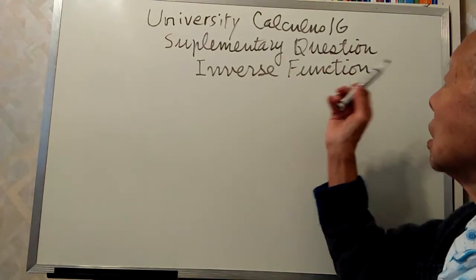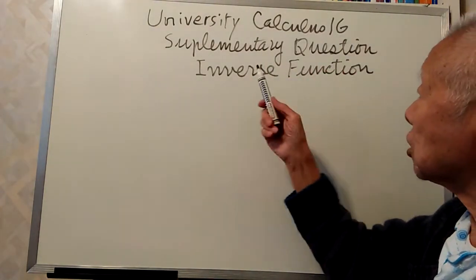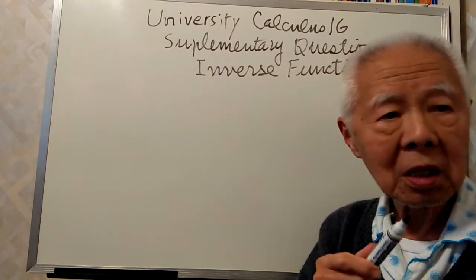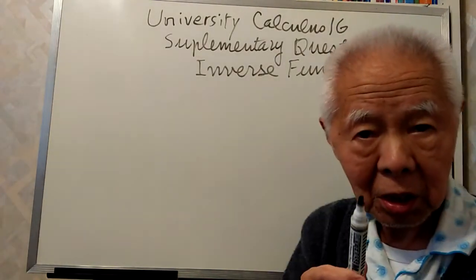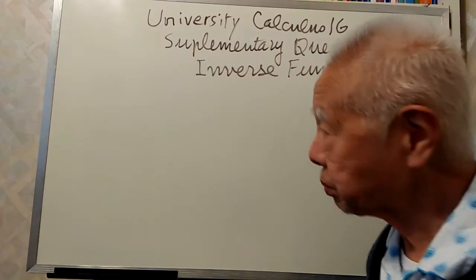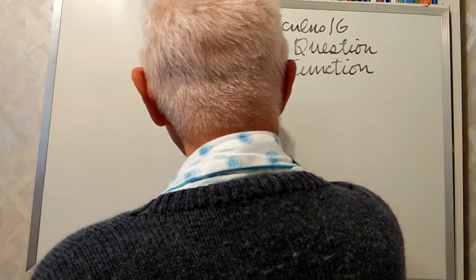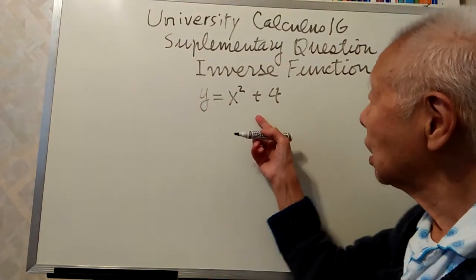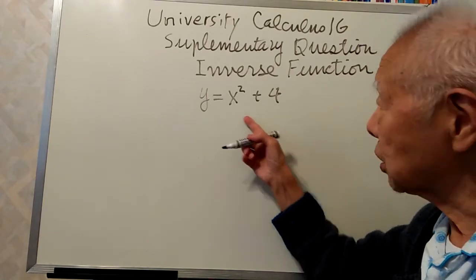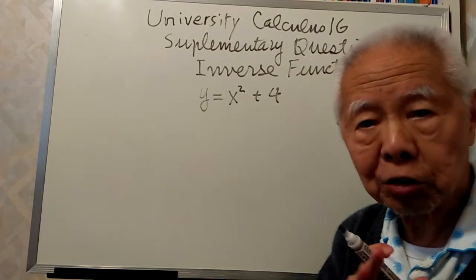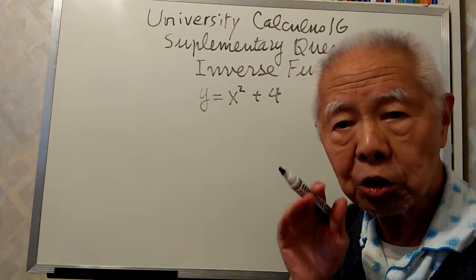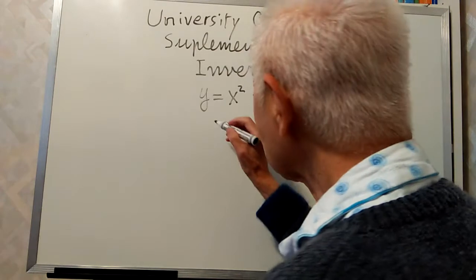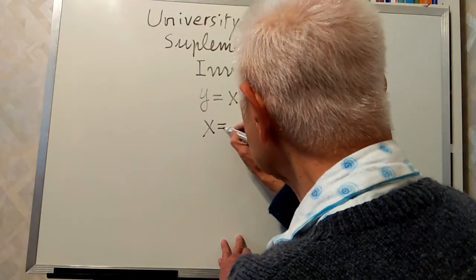University Calculus, lesson 16, supplementary question. This is about inverse function. So let's have an example of an inverse function. This is a given function. What is the inverse function? The inverse function is change x to y and change y to x. So the inverse function is this.